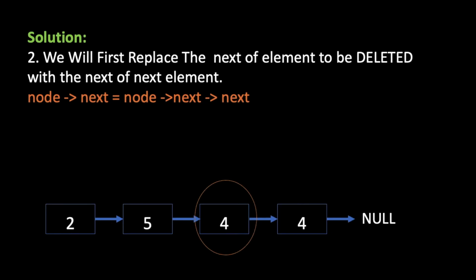Now the second step is we will replace the next element to be deleted with the next of next element. We want to delete the third element which is now replaced by fourth. The next of this element is the fourth element. So this fourth element would be replaced by node of next. Fourth next of 4 would be null. So this node would be replaced by null.